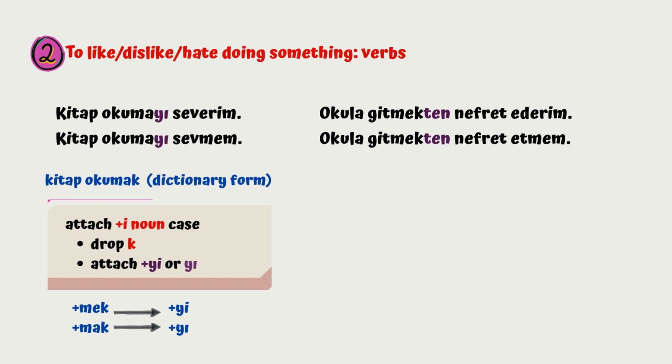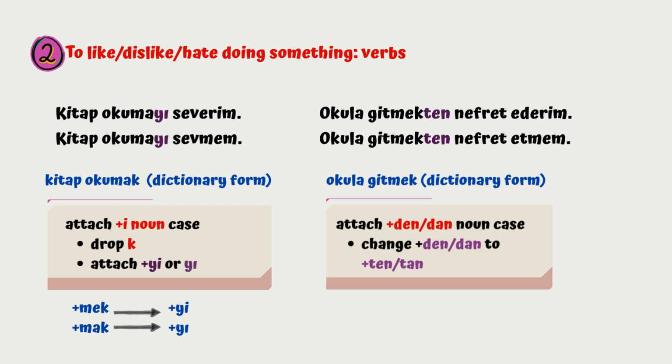Let's take a look at nefret etmek, nefret etmemek. Okula gitmekten nefret ederim. Okula gitmekten nefret etmem. So okula gitmek is to go to school, right? And what we're saying here, I hate going to school or I don't hate going to school. So let's take a look at what happens to okula gitmek, right? So what we do is we attach den dan, which means from, right? But den dan changes into ten tan because the verb ends with K.